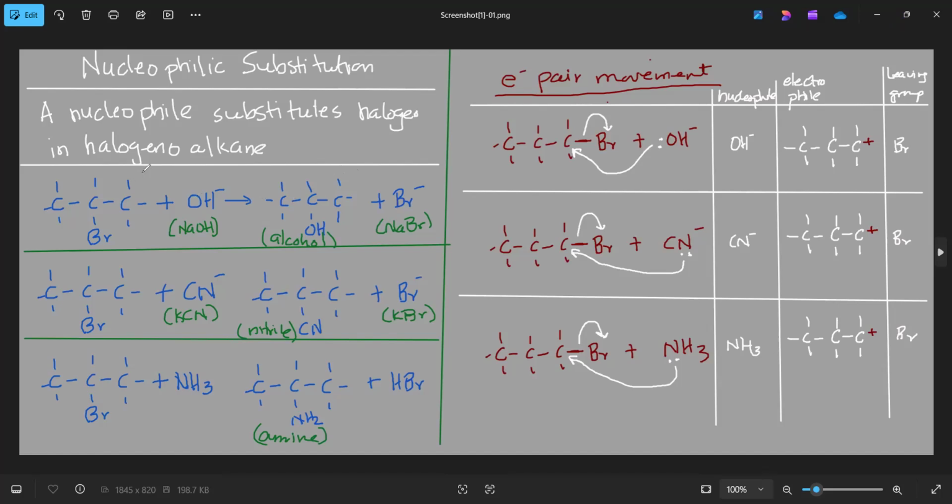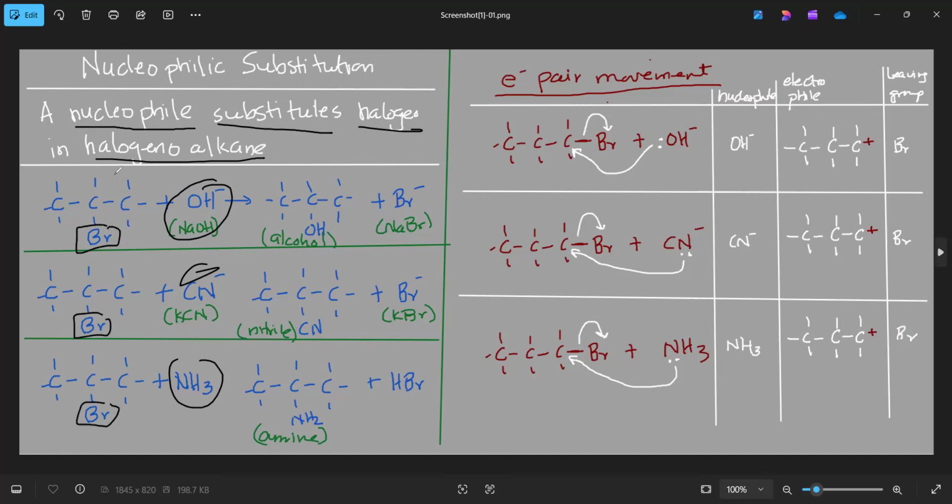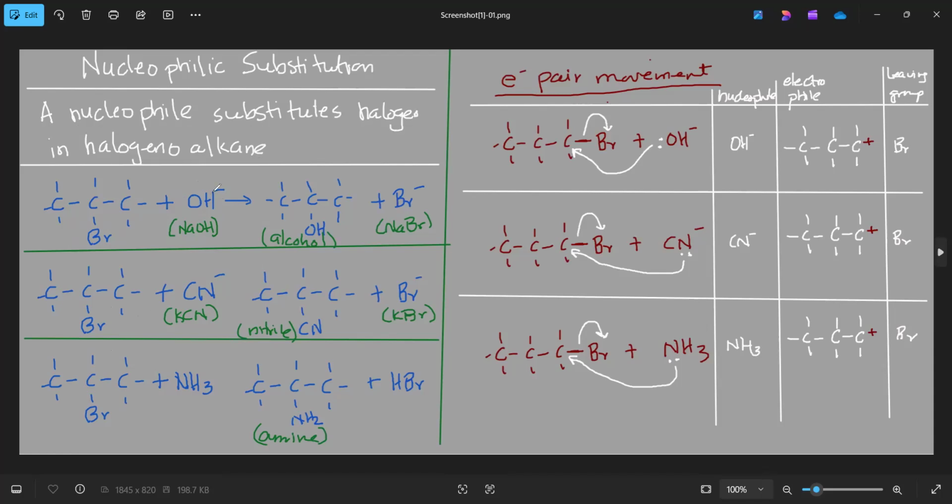This is the halogenoalkane, because as we had learned in the last reaction, a nucleophile will substitute a halogen in halogenoalkane. That's what will happen. A nucleophile like OH minus, CN minus, NH3 will substitute a halogen, which is bromine. I have taken an example here, in halogenoalkane. So this is halogenoalkane in which the halogen is substituted by the nucleophile. This is what happens in the nucleophilic substitution reaction. So simply the OH minus will replace Br, CN minus will replace Br, NH3 will replace Br.